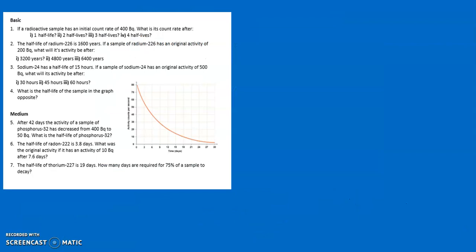I'd like you to have a go at these questions yourselves. They talk about how to work out half-life calculations. Please try your best, take your time doing these, use a calculator where necessary, use a pencil and ruler. Answers coming up in a second. We'll go through these first.